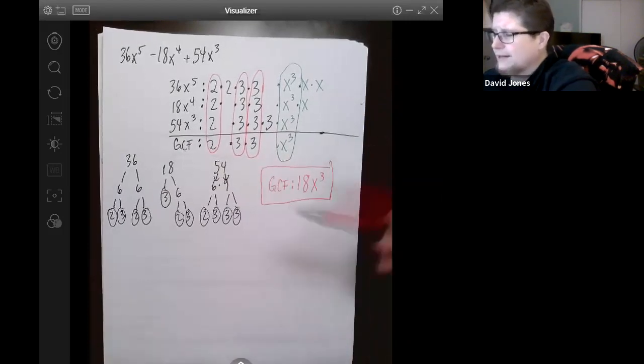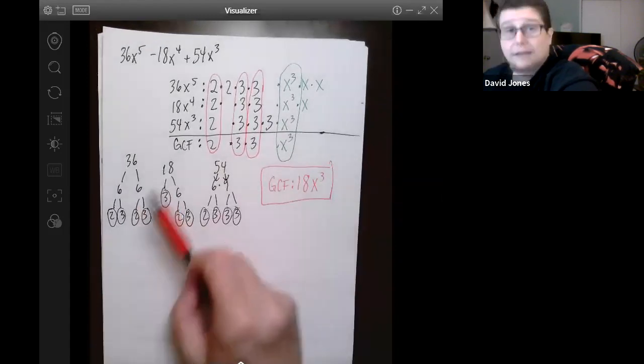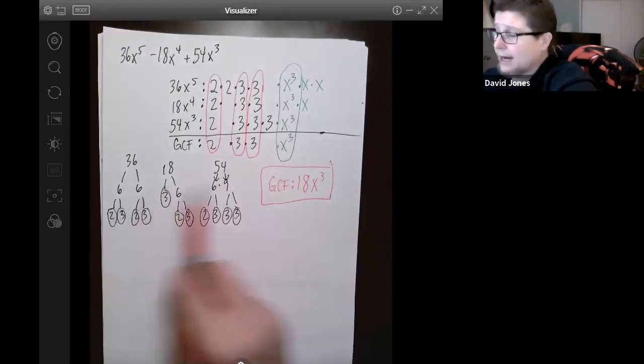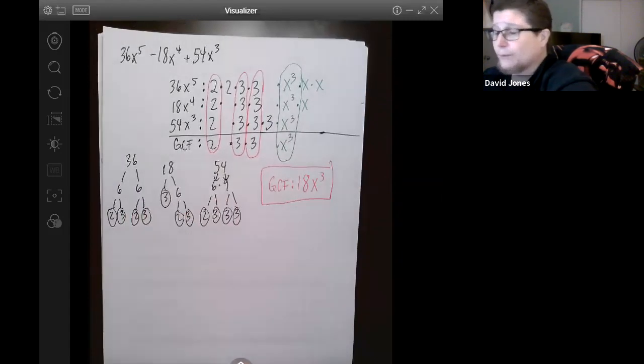So if I didn't do the table, I recognize, for me, I recognize right away these were all divisible by 6. But 6 was not the greatest common factor. I did not recognize they were all divisible by 18. And so if I had just tried to factor out a 6, it would not have been completely factored.